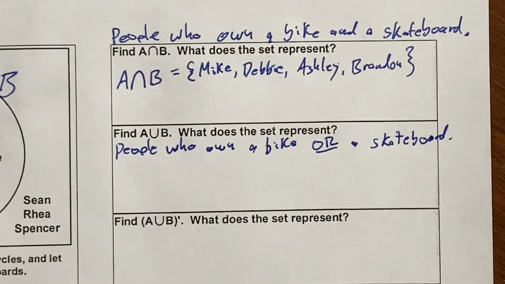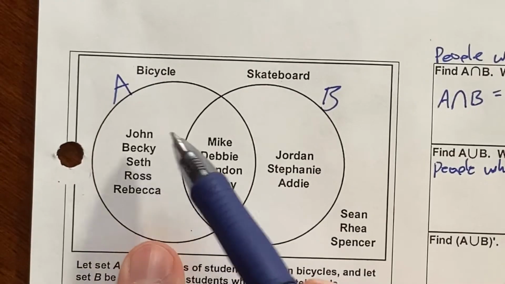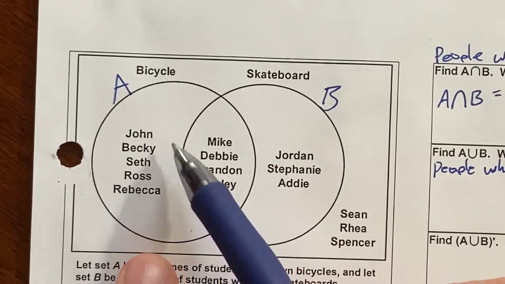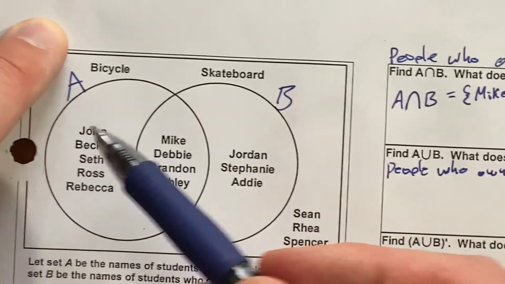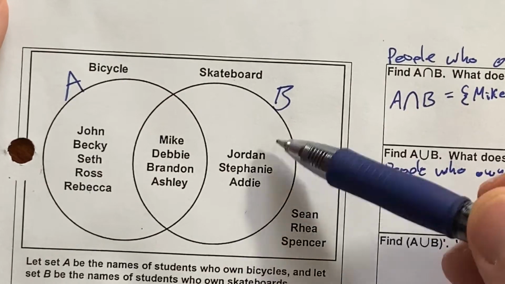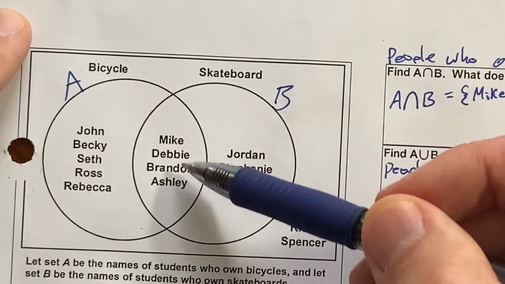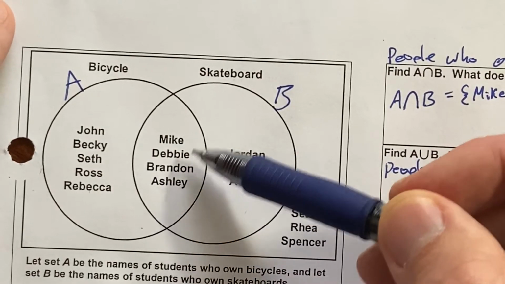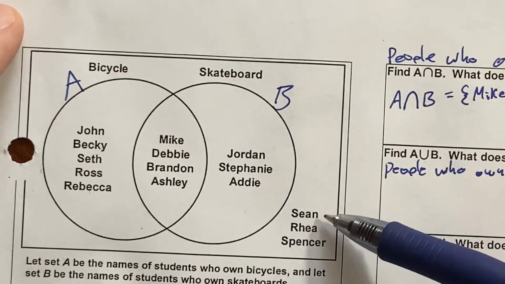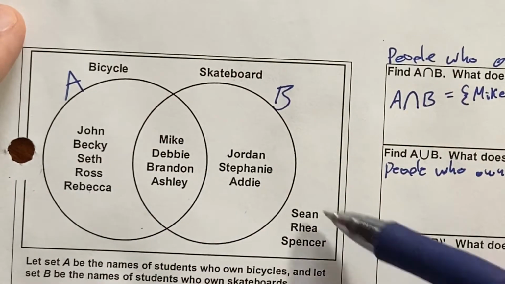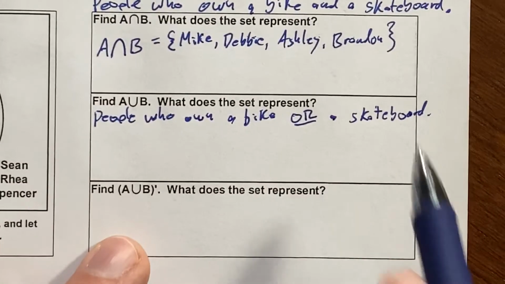People who own a bike or a skateboard. Well, does John own a bike or a skateboard? Yep. Does Becky own a bike or a skateboard? Yep. Do all these people own a bike or a skateboard? Yeah, they own a bicycle. Jordan, Stephanie, Addie, do they own a bicycle or a skateboard? Yep, they do. They own a skateboard. Mike, Debbie, Brandon, Ashley, do they own a skateboard or a bicycle? Yeah, they do. They own both of them, actually. Sean, Rhea, Spencer, do they own a bike or a skateboard? No, they don't. So we're going to write all the names except for Sean, Rhea, Spencer. This is how you're going to write that.